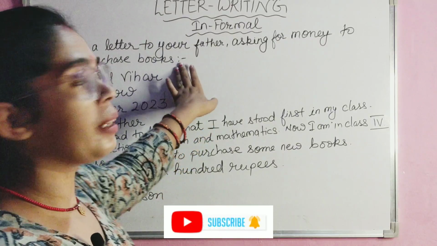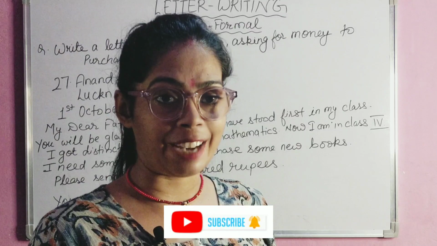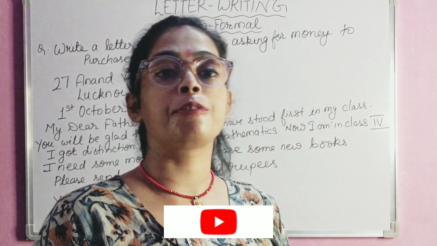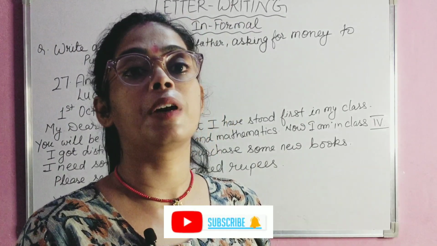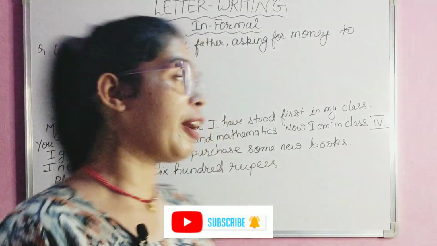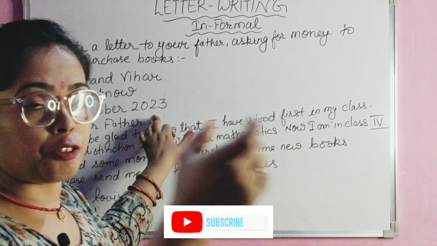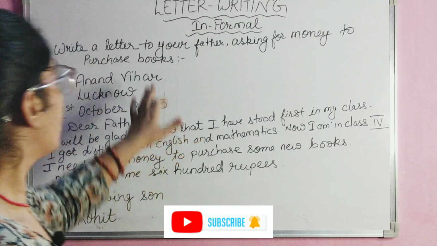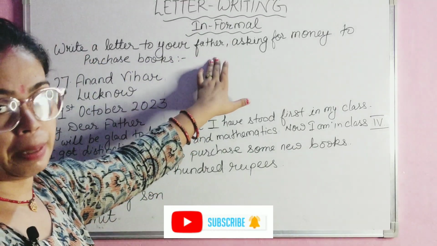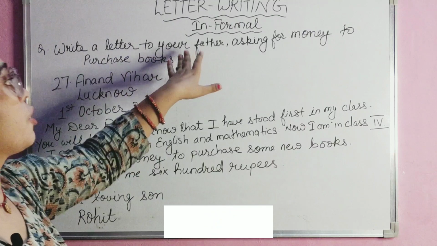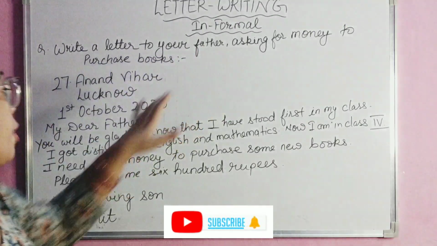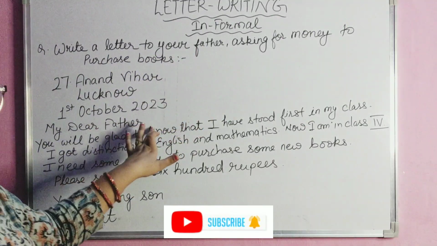The first part of the format is that you have to write the sender's address. After that you have to write the date on which you are writing, and after that you have to write the salutation, where you mention your friend's name, whatever the question mentions. Here the question says, write a letter to your father. So I have written here, my dear father.